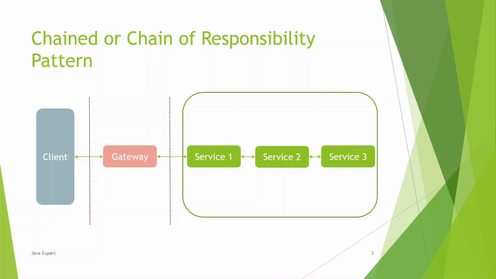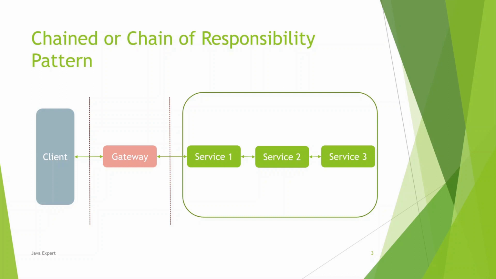This is a simple diagram. So by seeing this, you can easily understand how this chain of responsibility pattern works. In this diagram, the client gives the request to service one, and service one invokes service two, and service two invokes service three.